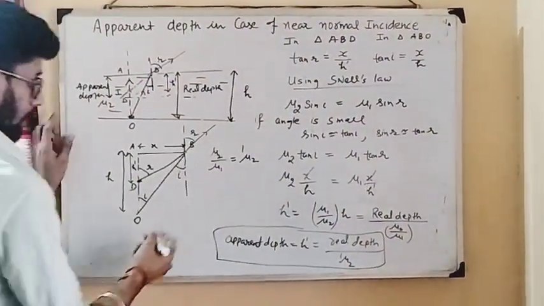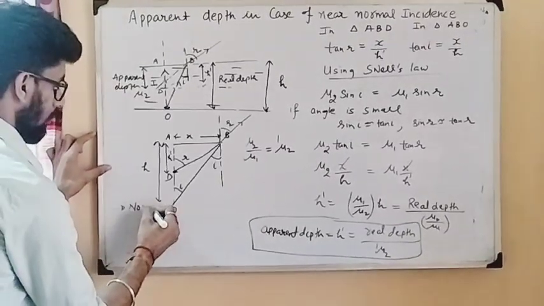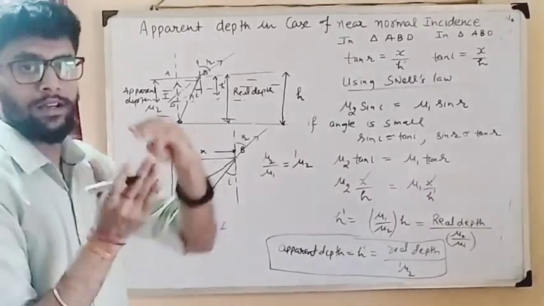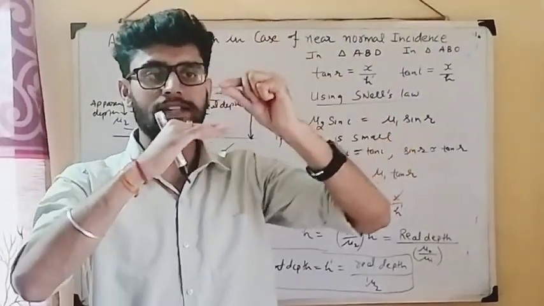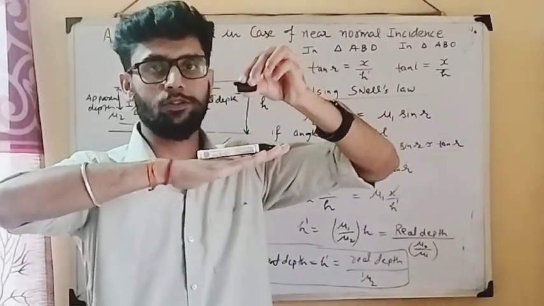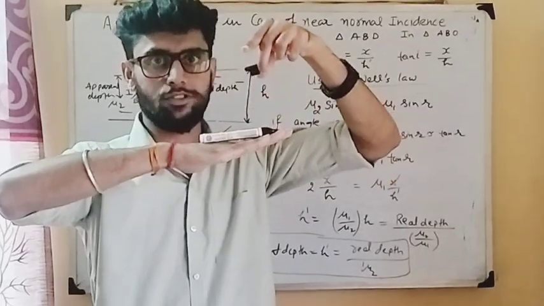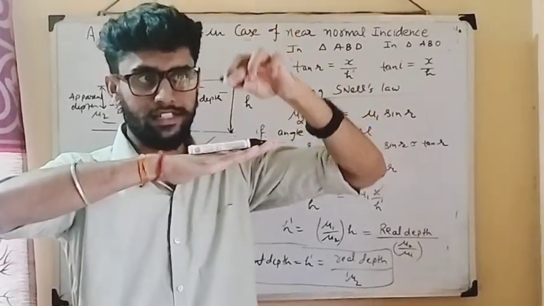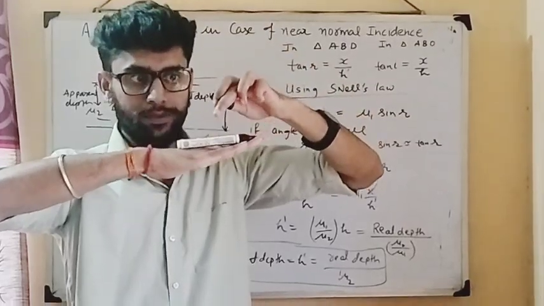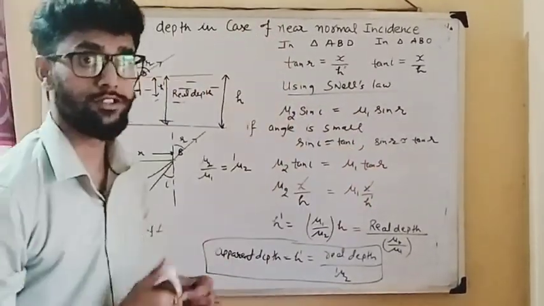Now another concept also arrives over here, that is normal shift. And what is this normal shift? Let me tell you. In reality, if the image is appearing over here and the object is actually over here, then there is a shift between the actual object and the apparent image. This shift between the two is known as normal shift, since the object is shifted at 90 degrees to another place.